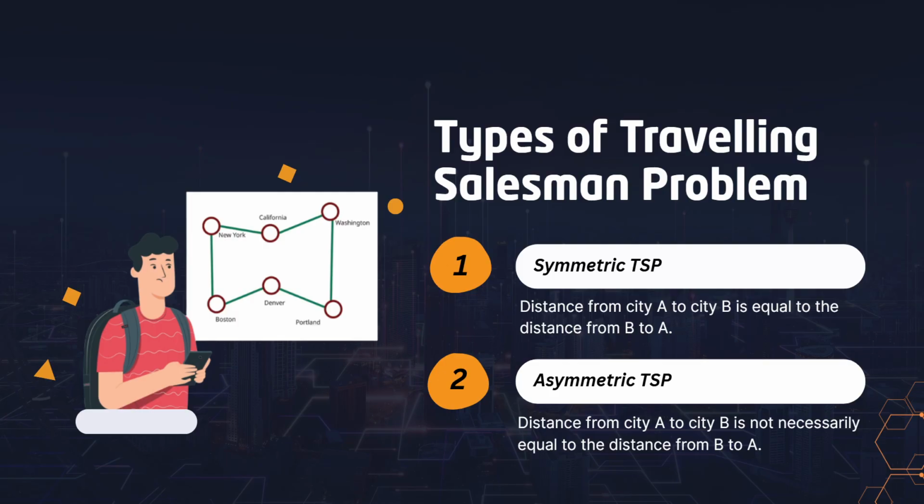For example, going from city A to city B might take 20 minutes, but coming back could take 35 minutes due to traffic or road rules. Why does this difference matter? The difference between symmetric and asymmetric TSP is important because it changes how algorithms work. Some algorithms work well for symmetric TSP but need modification for asymmetric TSP.